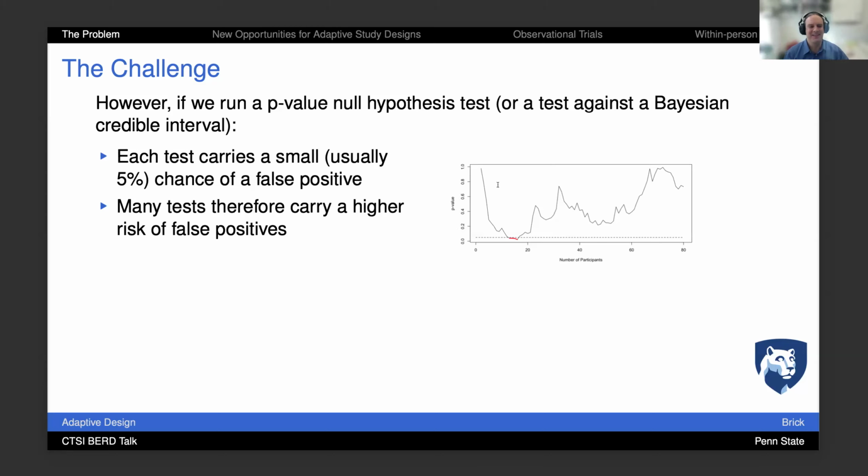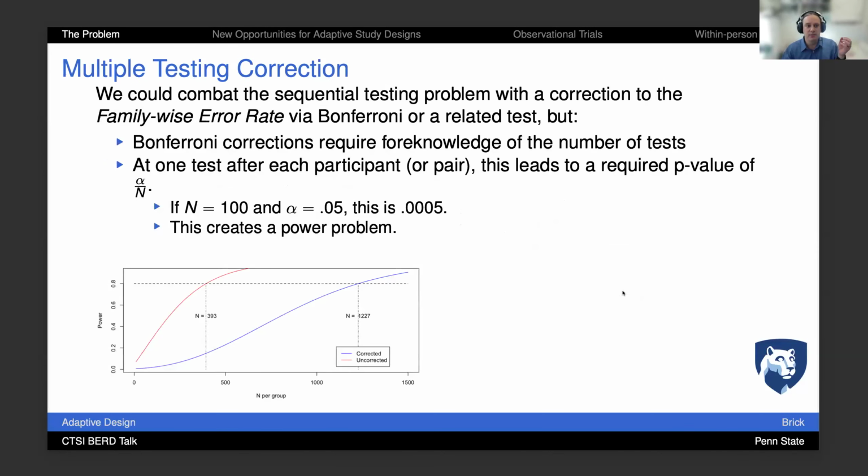Our treatment is effective. This 5% risk carries an increasing chance of a false positive, and the more tests that you do, the higher the risk of false positives. And we can actually plot this out around 60 tests. It's somewhere around 98% or something like that risk that at least one of these tests is a false positive. Well, that's bad too. So we wind up in this dilemma.